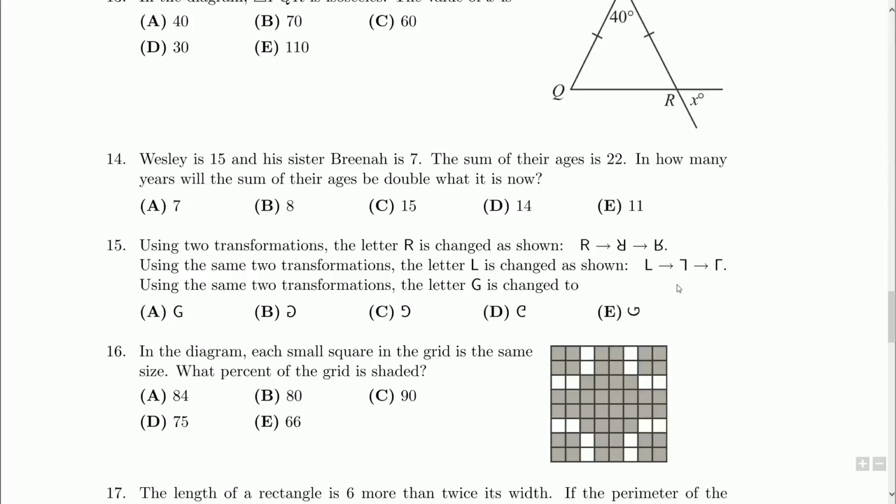So they're giving us another example here. Using the same two transformations, the letter L is changed as shown. L, and then it looks like it's rotated and then flipped, where the left becomes the right becomes the left. Using the same two transformations, the letter G is changed to... Okay. So, what can we do here?